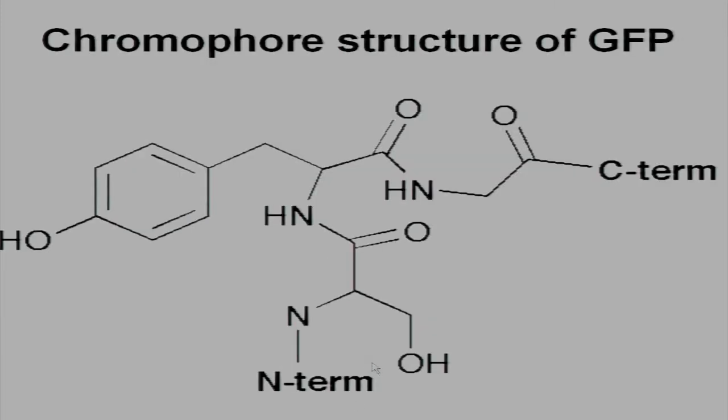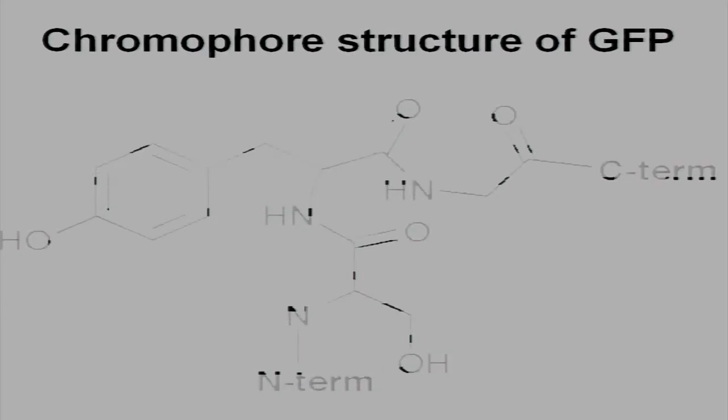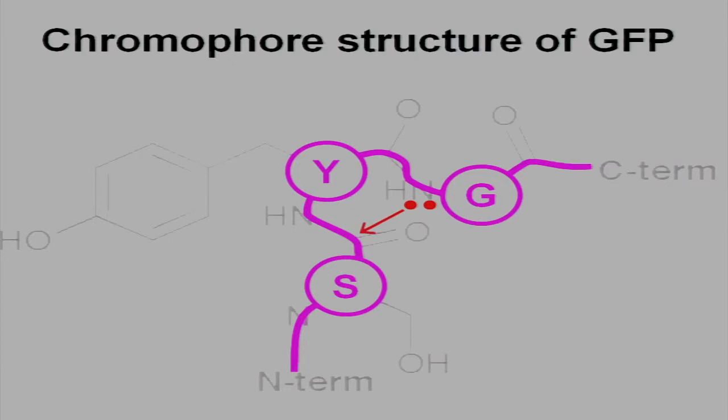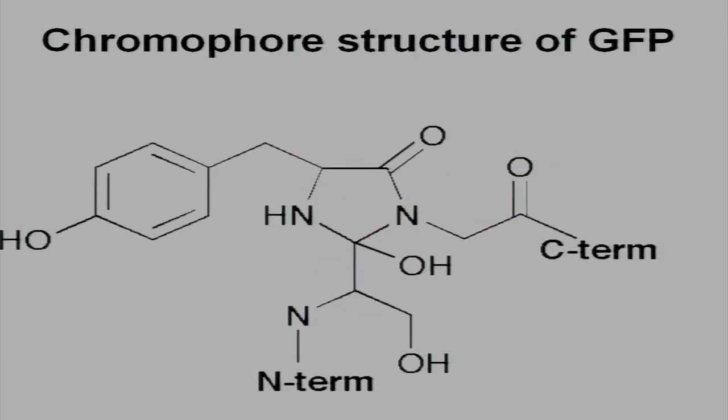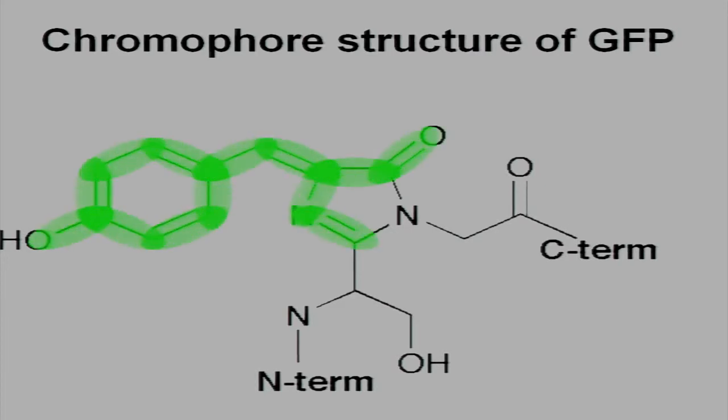While the peptide chain falls into its native conformation, the beta barrel, three reactions occur spontaneously: cyclization, dehydration and oxidation, to make a pi-conjugated structure. Now the pi electron is delocalized over the structure. This is the GFP chromophore, which absorbs blue light and emits green light.